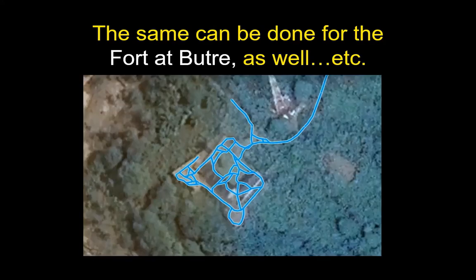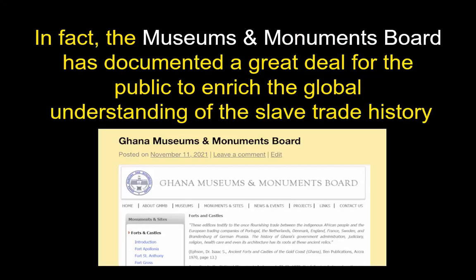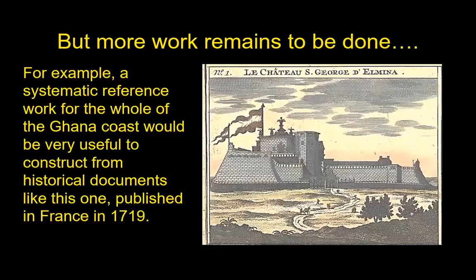It's very useful in its approach, roads as well as the details of the castle itself. In fact, the Museums and Monuments Board has documented a great deal for the public to enrich the global understanding of the slave trade history. But more work remains to be done. For example, a systematic reference work for the whole of the Ghana coast would be very useful to construct from historical documents like this one, published in France as early as 1719.